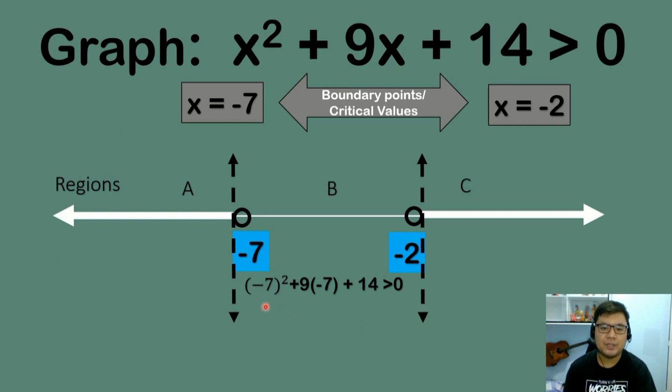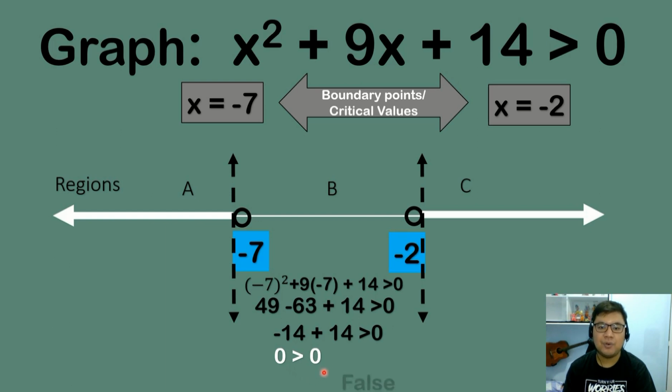So we have the quantity negative 7 raised to the second power plus 9 times the quantity negative 7 plus 14 is greater than 0. Negative 7 raised to the second power is positive 49. 9 times negative 7 is equal to negative 63. Bring down 14 greater than 0. 49 minus 63 is equal to negative 14. Plus 14 is equal to 0. So we have 0 greater than 0, which is false.